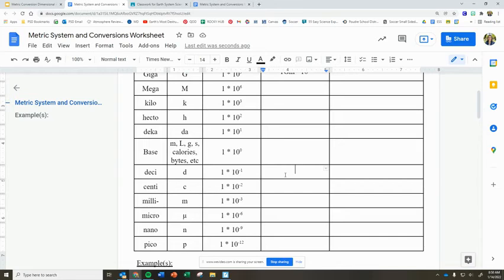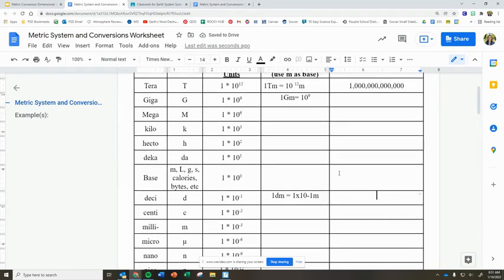So a decimeter is going to be, right? We do 1 decimeter is equal to 1 times 10 to the negative 1, and that would be meters. Okay, and that would be how you write it. So for this, that would be 0.1 meters. Meters would be the number you put here.